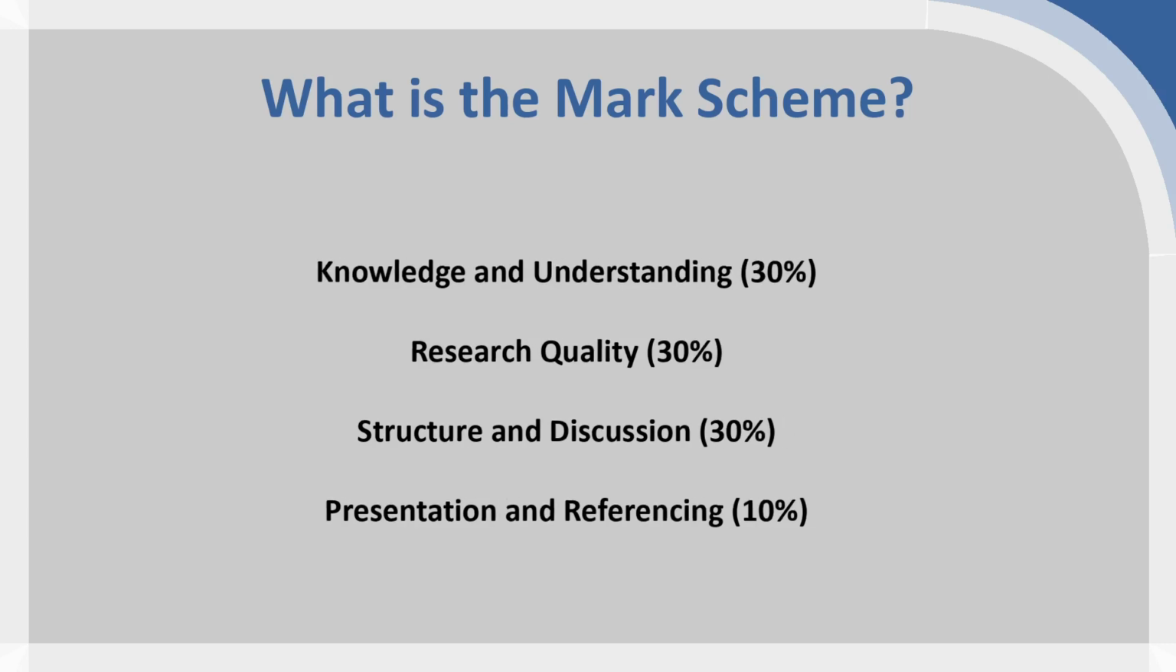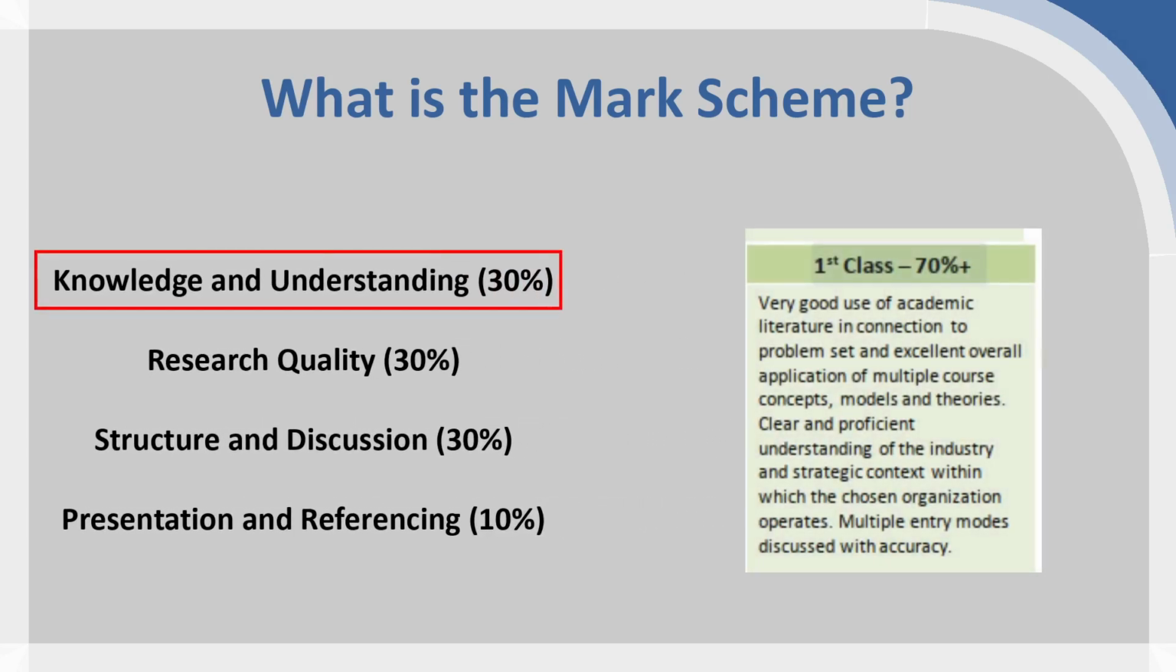I just want to take a quick look at the first class column on the mark scheme for each of these sections. For knowledge and understanding, we have very good use of academic literature, and excellent overall application of multiple course concepts, models and theories. As we have said before, you do at minimum need to include a discussion of the internationalization strategy. So you need to identify which international strategy your organization is using, have a discussion of entry modes, and have a discussion of country selection concepts.